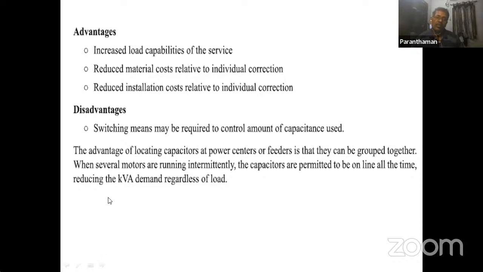the amount of capacity used. The advantage of loading capacitors at power centers or feeders is that they can be grouped together. When several motors are running intermittently, the capacitors are permitted to be online all the time, reducing kVA demand regardless of the load. These are all disadvantages.